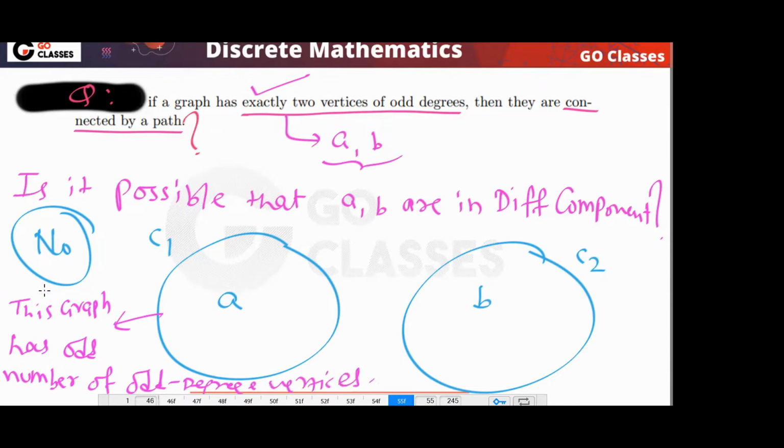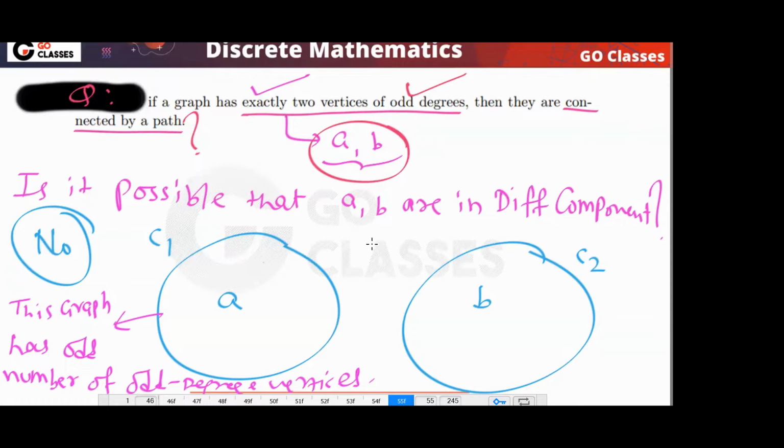And how many odd degree vertices should a graph have? It is given that exactly two vertices are of odd degree. Let's assume these are the two vertices of odd degree, A comma B. Exactly two means no more than two, not less than two. All other vertices have even degree. This is given to you in the question. Is it possible they can be in different components? If they are in different components, then what will happen? Then this graph has an odd number of odd degree vertices, and that cannot happen.